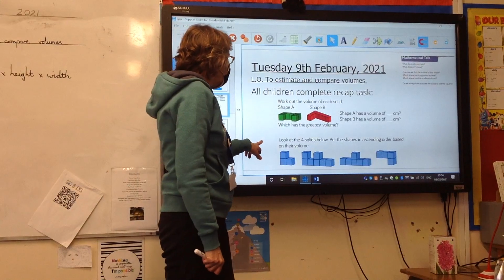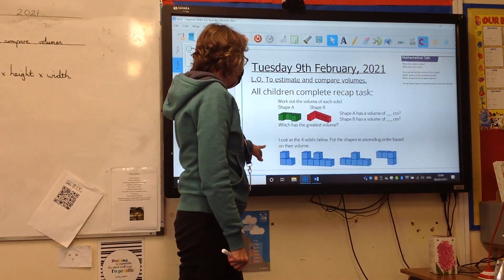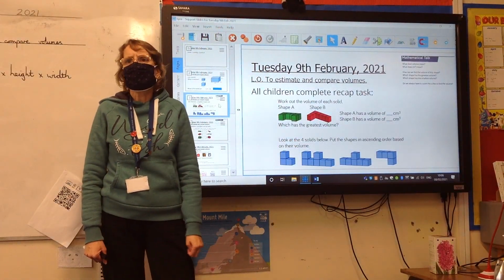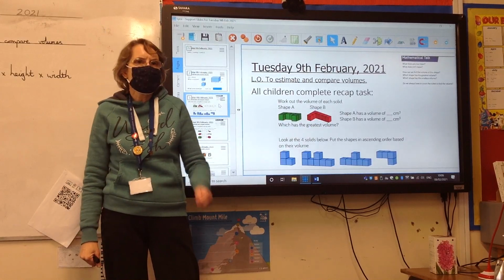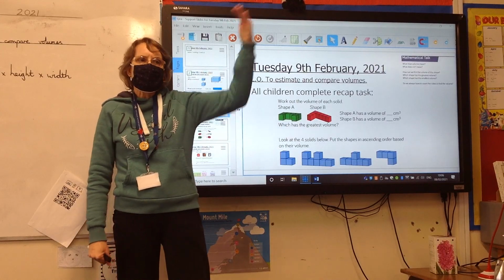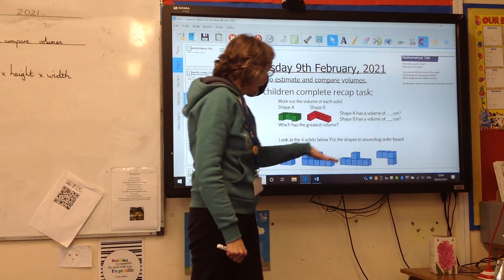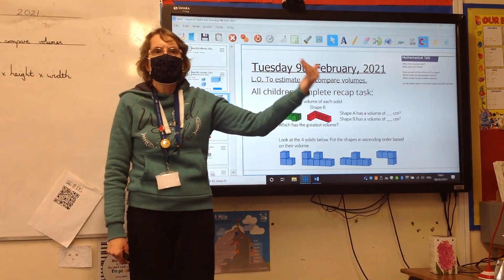This question, look at the 4 solids below. Put the shapes in ascending order based on their volume. What does ascending order mean? Going up. Well done. If you ascend the stairs, you go up. If you descend, you go down. So what you need to do with these is calculate the volume and then put them in order, smallest to largest.